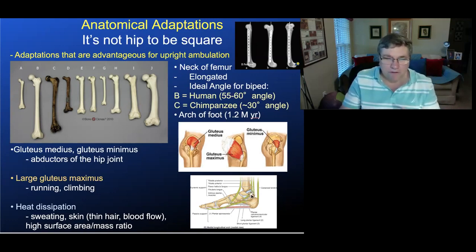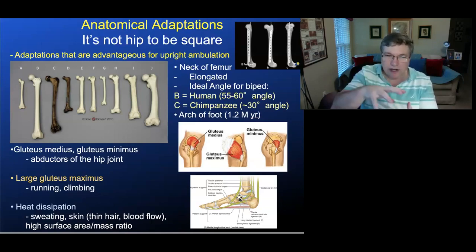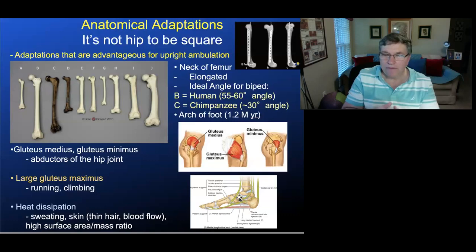So the arch of the foot, an arch provides a lot of support. If you think about a bridge, or you think about aqueducts in Rome, an arch is really good at resisting large compressive forces. When we're running, it can be actually 2.5, even 3 times our body weight. Chimpanzees and other simian friends are not able to handle that because they don't have an arch.